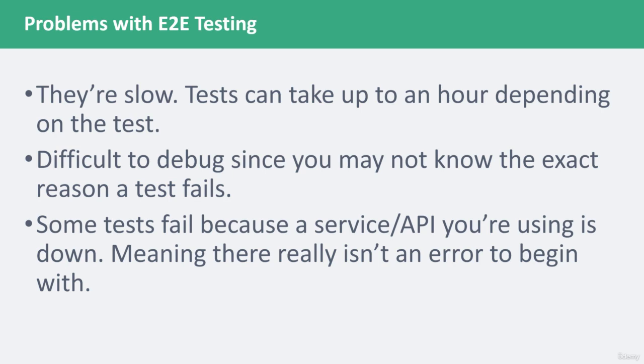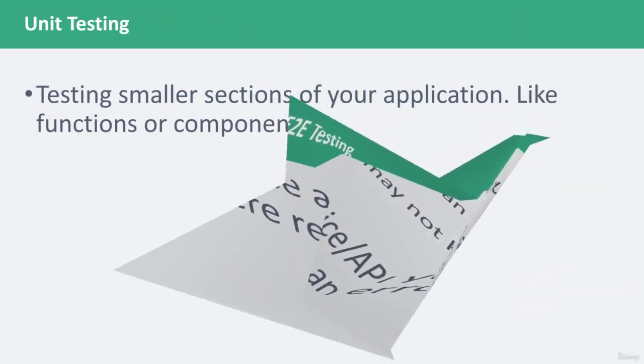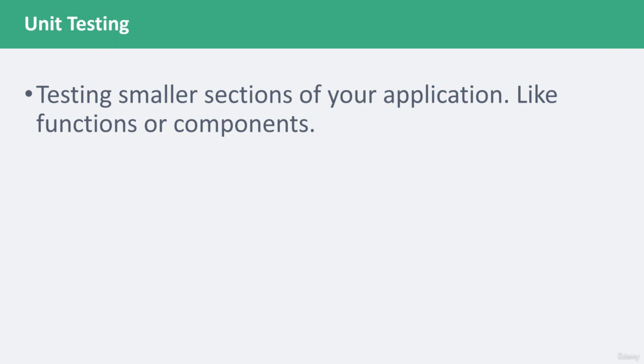One day a test will work, and the next day it may not. Generally, end-to-end tests are not the most reliable way to test an application. Most developers who write tests don't rely on this type of testing for their application. This leads us to the next type of testing, unit testing.